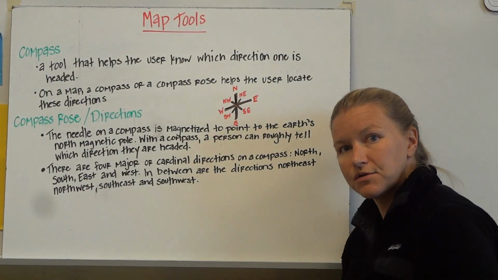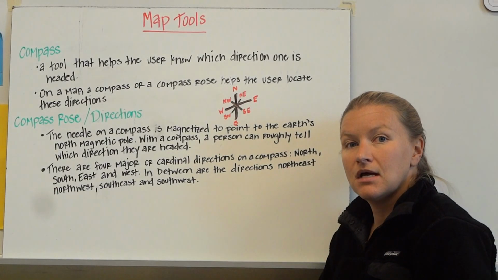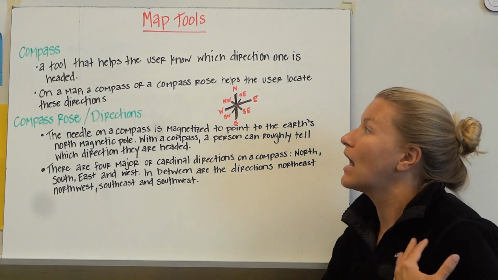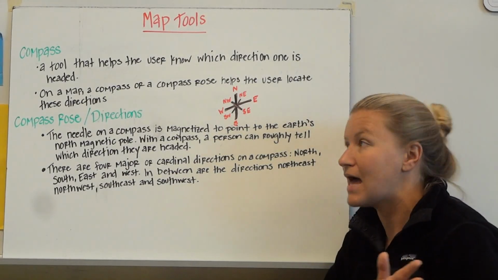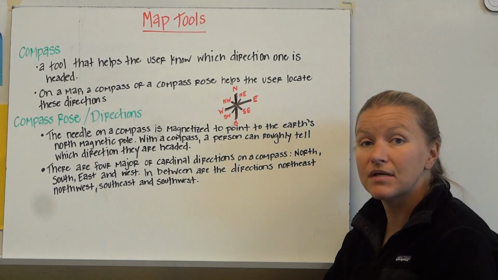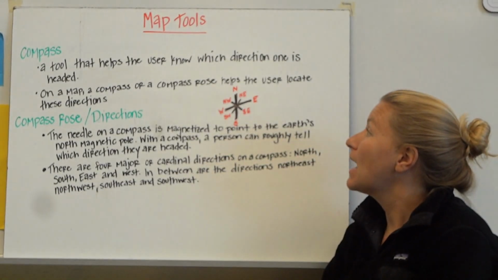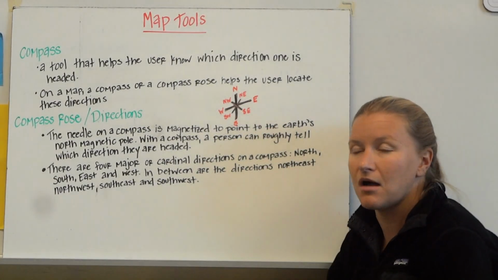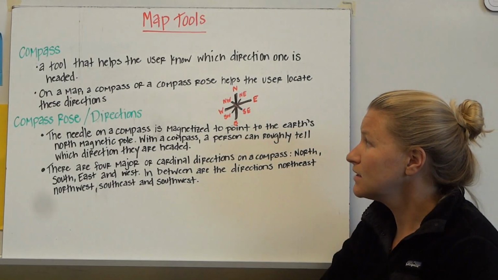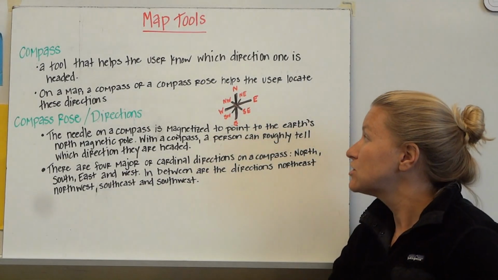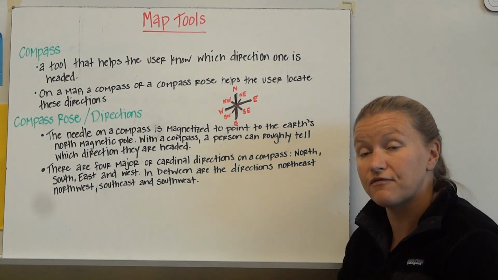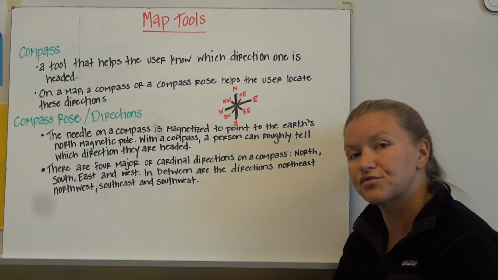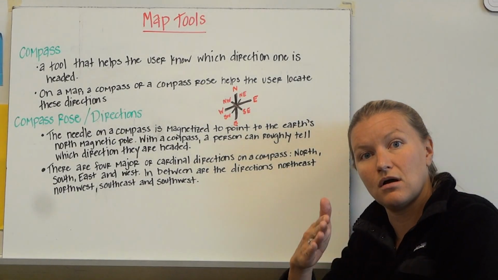So tools that you can use while reading a map. A compass. And if you're a scout or have been involved with scouting, you know exactly how a compass works. And that's a tool that helps you to figure out which direction you might be heading. On a map, a compass, also known as a compass rose, helps the user to locate those directions. So I've drawn a really rough version of a compass with those directions on it. The needle of a compass is magnetized so that it goes directly north. So it faces the North Pole. So with a compass, you can roughly tell which direction you're headed. The arrow will change based on where you're going.